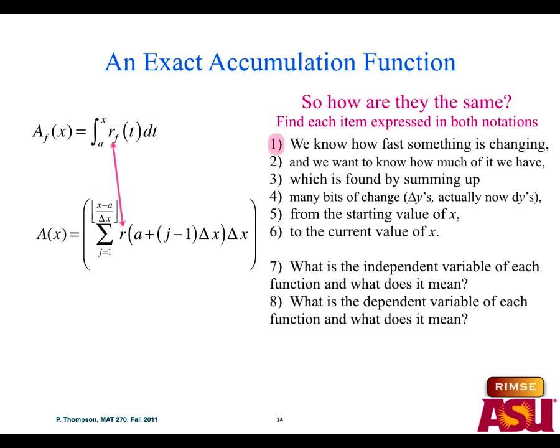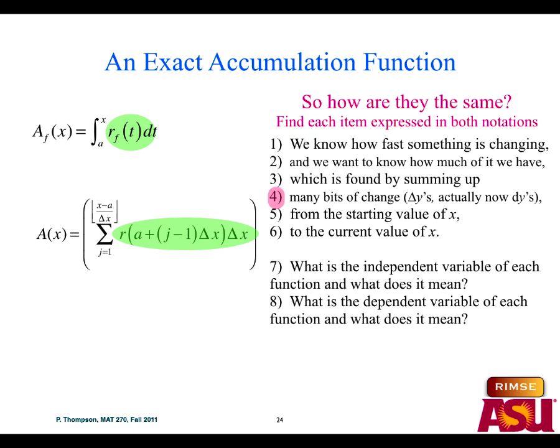We know how fast something is changing, so we start with the rate function. We want to know how much of it we have, which is found by summing up. So Greek sigma is for our approximate accumulation, and then we use German S, which also means sum, for exact accumulation, by summing up bits of change. Again, we said constant rate of change is the bedrock of accumulation. Here it is, m dx. Right? The rate times the change in x.